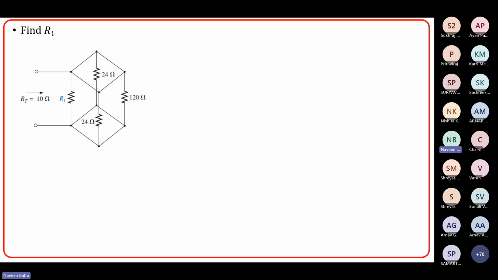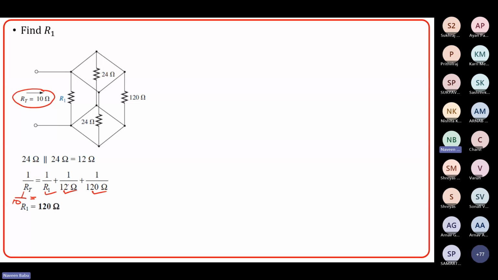So you can see first 24 and 24, they are in parallel, right? So 24 parallel 24 will be 12 ohms, and the 12 ohms will be in parallel with 120 ohms as well as with R1, and whose equivalent resistor is given to be 10 ohms. So your RT is given to be 10 ohms here. So 1 upon 10 will be equal to 1 upon R1 plus 1 upon 12 plus 1 upon 120, which means R1 is equal to 120 ohms. So you can simply solve this and determine the value of R1.